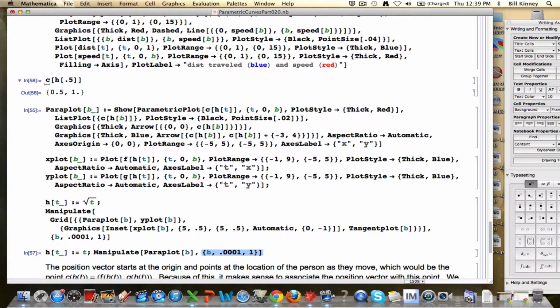But c of h of 0.5, c of h of b can be thought of as representing a vector, the components of a vector. When we did it this way, we were thinking of it as being a position vector. We based it at the origin, using arrow and graphics, and we put its tip at this point, and then this whole thing represented the arrow.